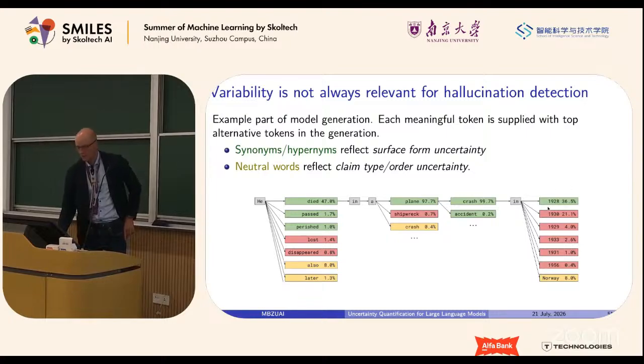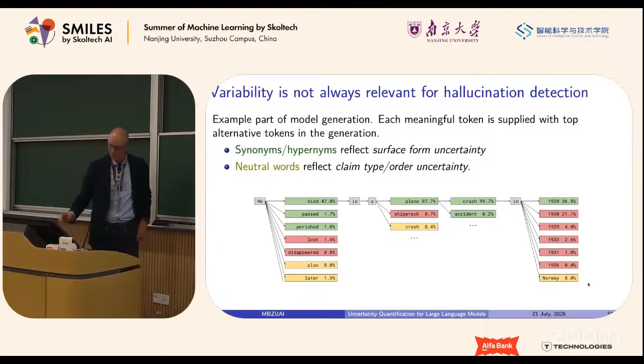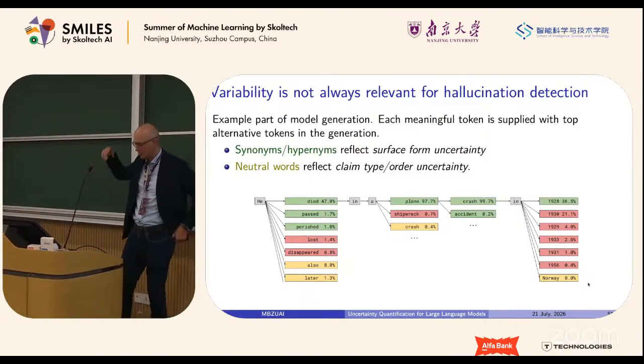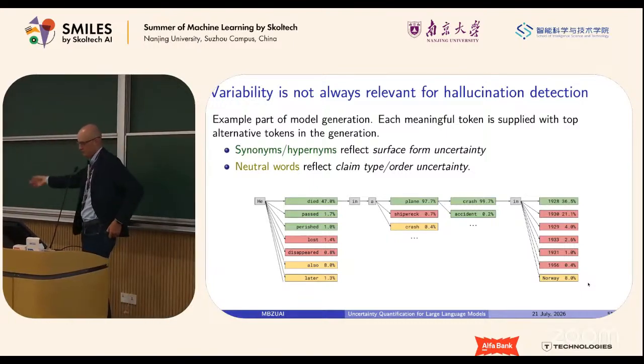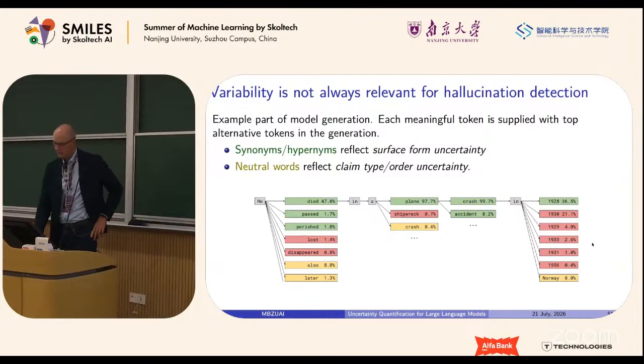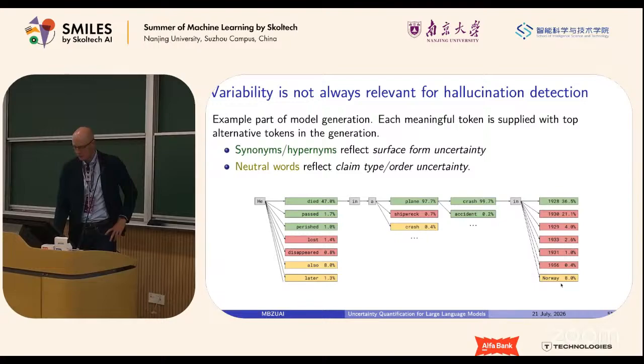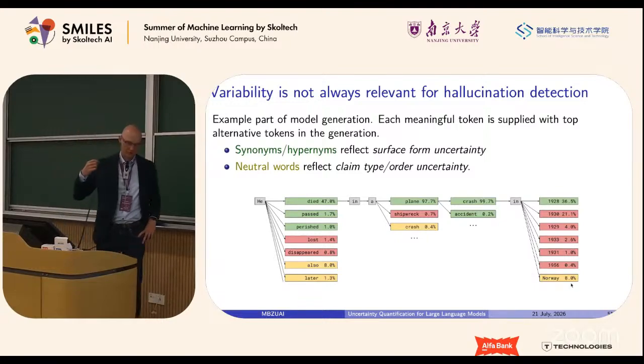There are options such that 1928 is exactly what we are showing to the user. But there are other options, which are 1930, 1929, 1933, and there's also the option Norway. So the model might choose to generate the date when somebody crashed or the place where somebody crashed. And you can see that these options are contradictory, and this one is completely irrelevant to our original generation.